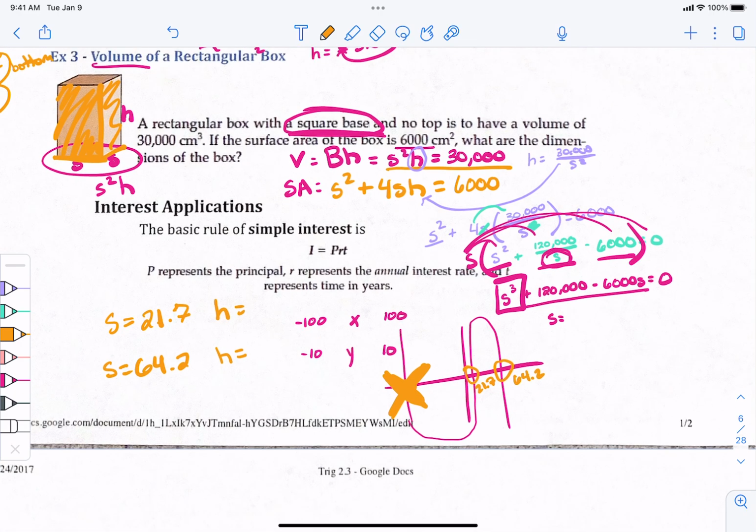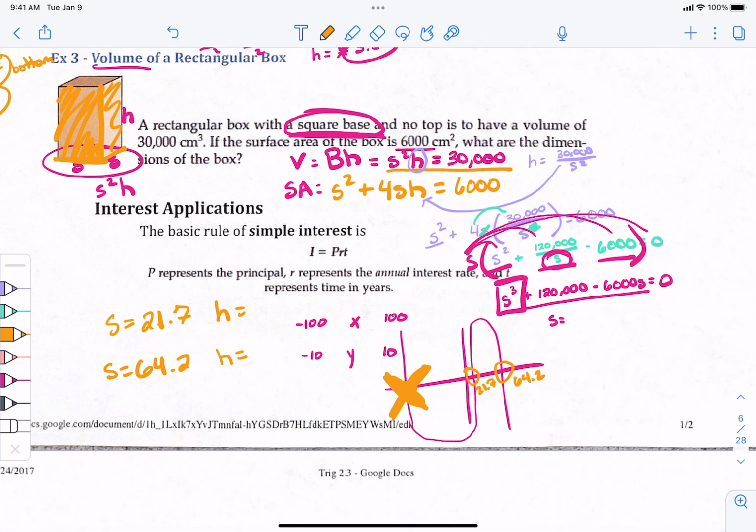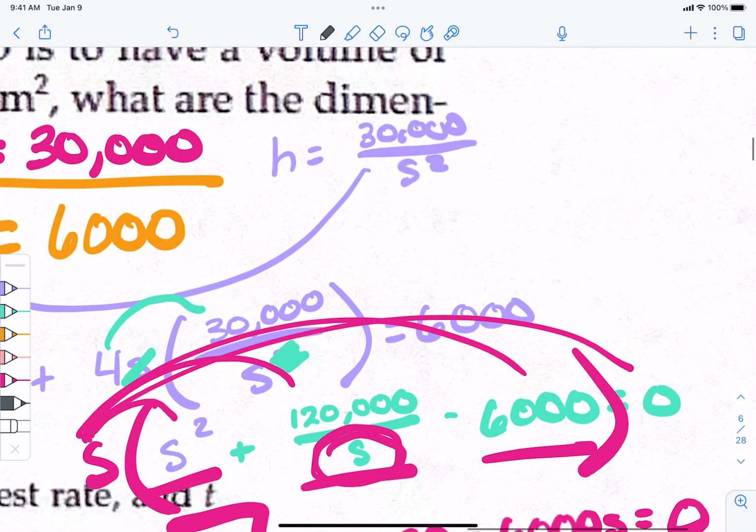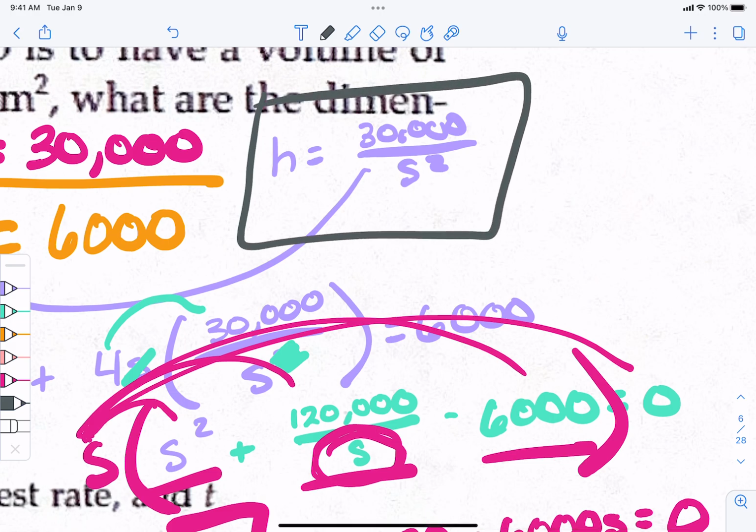Okay, I've got a bunch of stuff going on this paper. How can I figure out the height from there? I have two things for S. We looked those up on the graph. We got those. How can I find the height? I see a guy over here that says h equals 3,000 divided by s squared. We could do that, right?